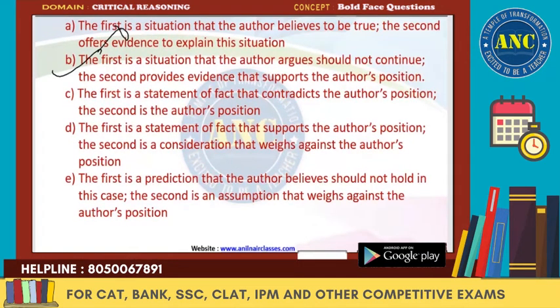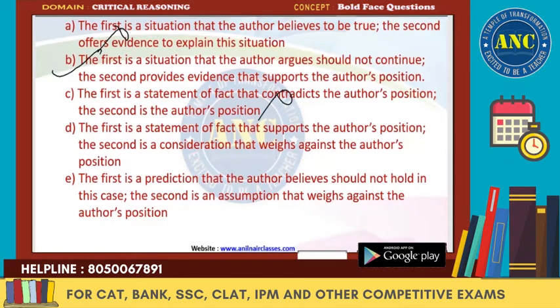Option C. The first is a statement of fact that contradicts the author's position. The second is the author's position. Now, the first bold portion is a statement of fact that contradicts the author's position. However, the second boldface portion provides evidence to support the author's position but not the position itself.